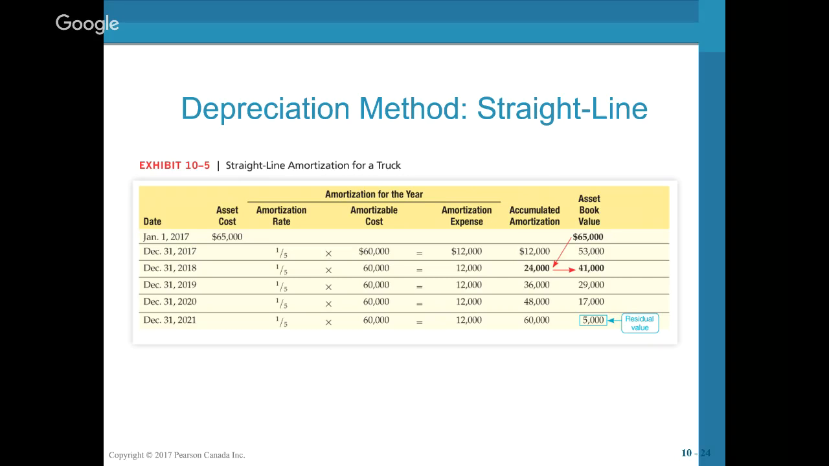Now we keep doing this until we get to the last year, and what I'd like you to notice is that, just the way the math works out, when we depreciate in our last year, our accumulated amortization will be $60,000, not 65, but 60. And the 65, which was the cost, minus the 60,000 gives you a residual value of $5,000. Again, I'll leave this slide up for a couple of seconds so you can take a look at it and walk through it.